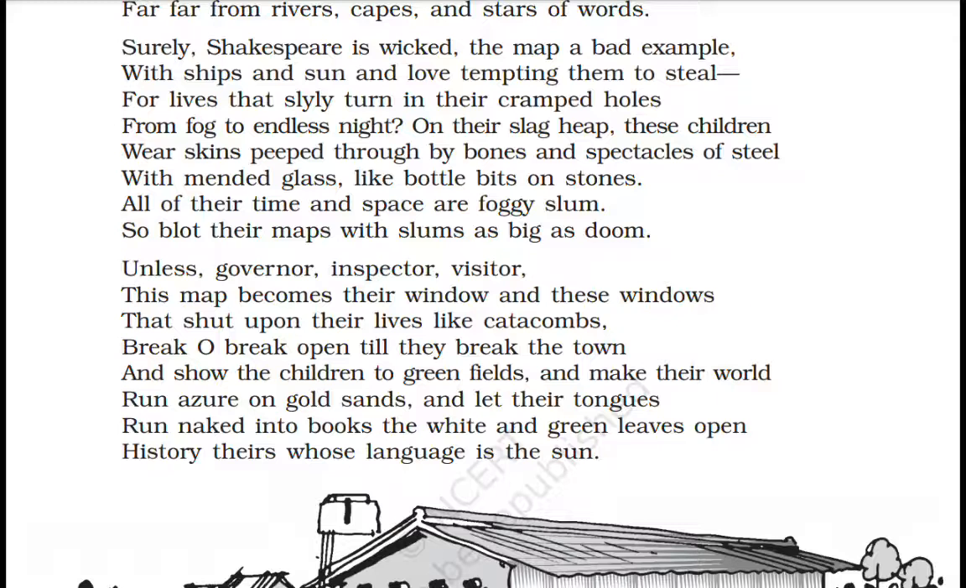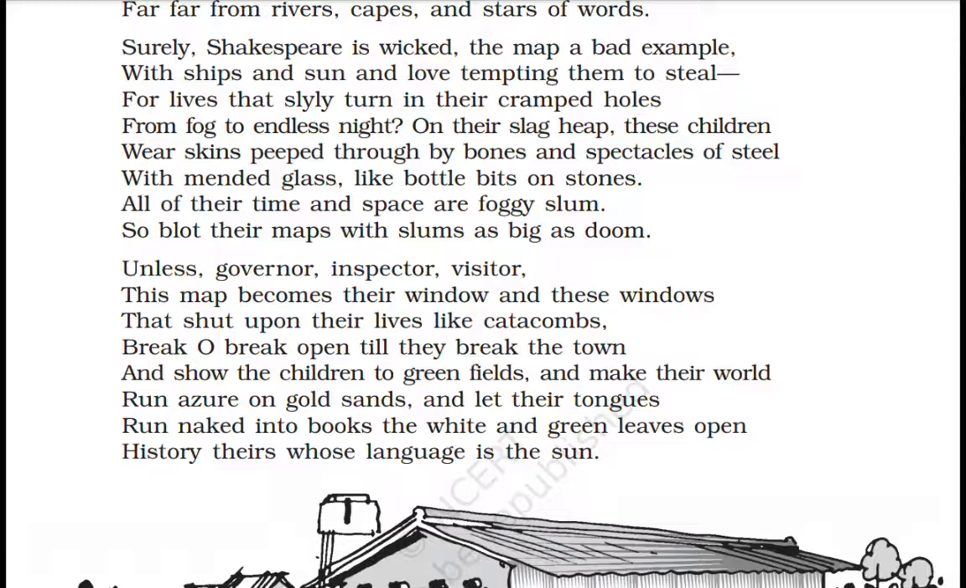Now again we have the example of alliteration here. Bottle bits, BB has been repeated. Similarly, spectacles of steel, S has been repeated. Now all of their time and space are foggy slum. All of their time, all the time, and even the space where they live, that is foggy slum. They have to live in that foggy dark slum.